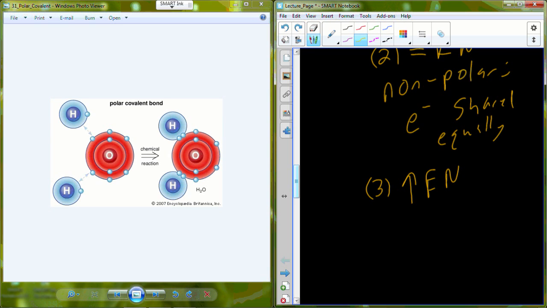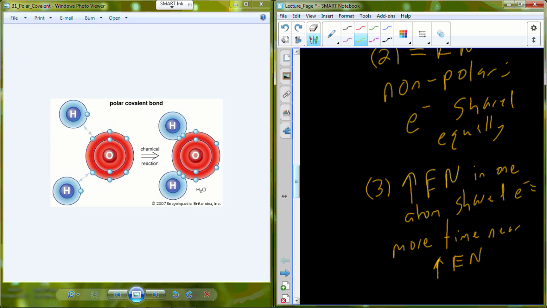If we have a covalent bond where one of the atoms has a higher electronegativity, the shared electrons are going to be pulled more effectively towards the higher electronegative atom. And because of that, the electrons spend more time near the physical space of the high electronegative atom. So the atom that has the higher electronegativity is going to have the presence of those electrons more frequently. Is this making sense to everybody?